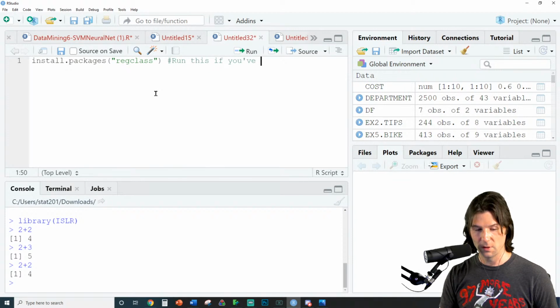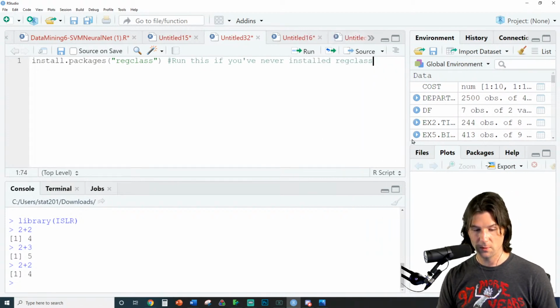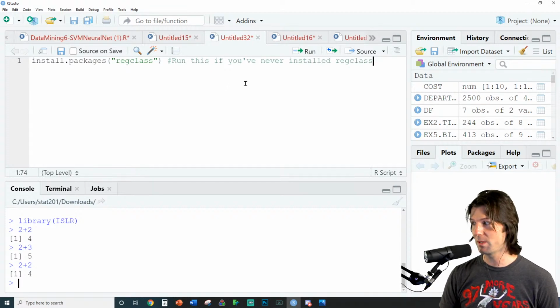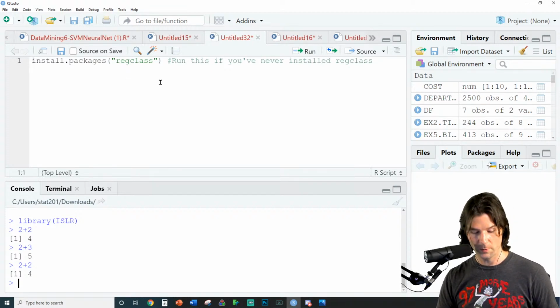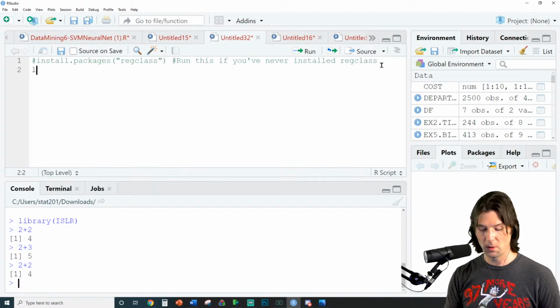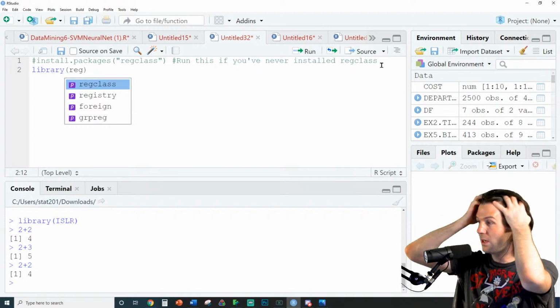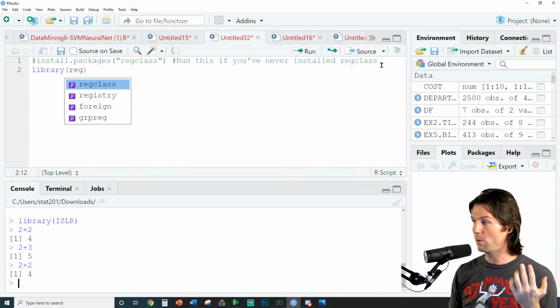Run this if you've never installed regclass. So if you've never installed regclass, you have to run this. I'm not going to do it because I've already installed it. It'll install regclass from the CRAN server, regclass standing for regression class. And then we're going to type library regclass. We're going to let the autocomplete do the work too. So the autocomplete right here is going to load up regclass.